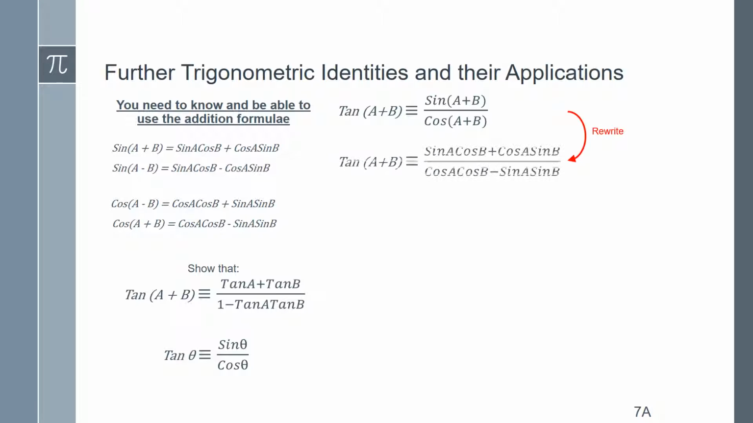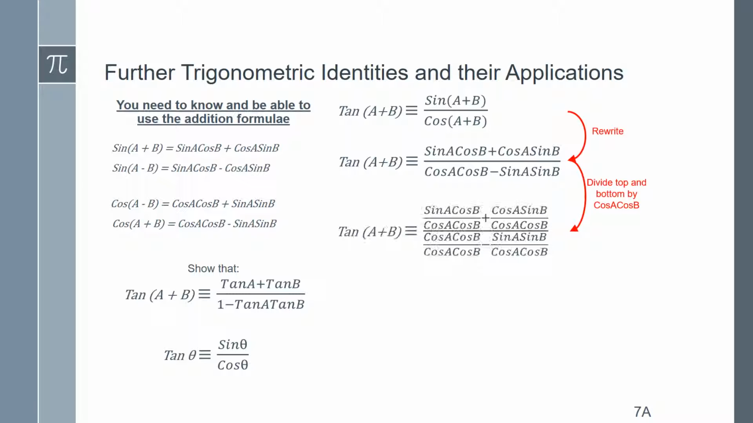We can rewrite that using our trig identities: sine (A plus B) is sine A cos B plus cos A sine B, and cos (A plus B) is cos A cos B minus sine A sine B. Now, if we divide both the top and the bottom by cos A cos B, then we end up with this rather exciting looking formula: sine A cos B over cos A cos B plus cos A sine B over cos A cos B, all over cos A cos B over cos A cos B minus sine A sine B over cos A cos B.